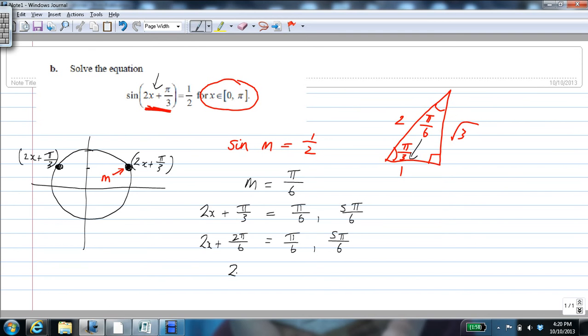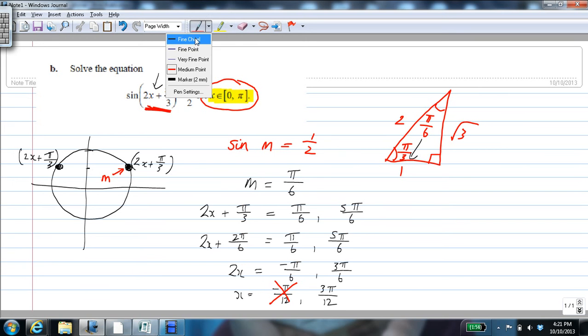So if I subtract 2 pi on 6 from each of those, pi on 6 take away 2 pi on 6 takes me to negative pi on 6. And 5 pi on 6 minus 2 pi on 6 is 3 pi on 6. And now I'm going to divide each of these by 2. So this will become negative pi on 12, and this will become 3 pi on 12. So I've now got two solutions for x, and I need to now refer back to my domain, which is really important. And I see that one of these solutions is actually not in the domain. So I can cross off this solution here, because this is outside the domain of 0 to pi.